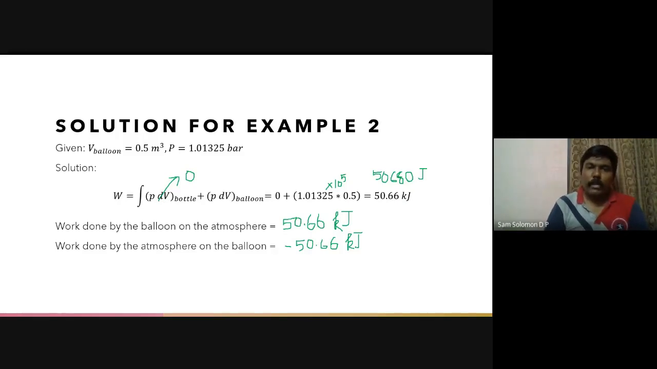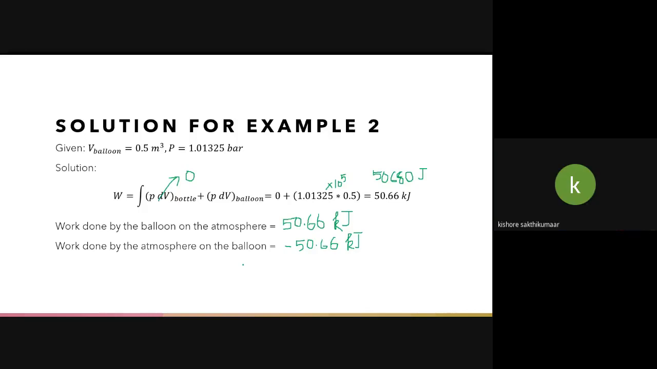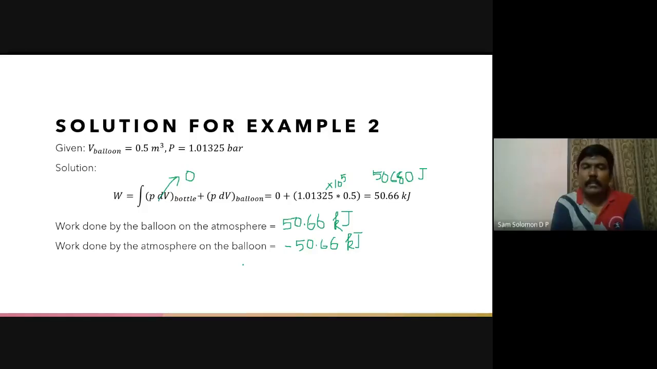So what we are telling here is the work done by the balloon on the atmosphere is 50.66, which means the work is done by the system. Work output. Whereas for the atmosphere, is it work output or work input? It will be work input for the atmosphere, so we call it minus 50.66.